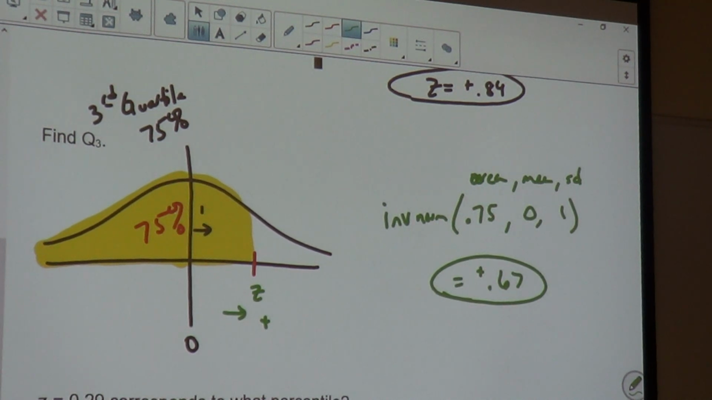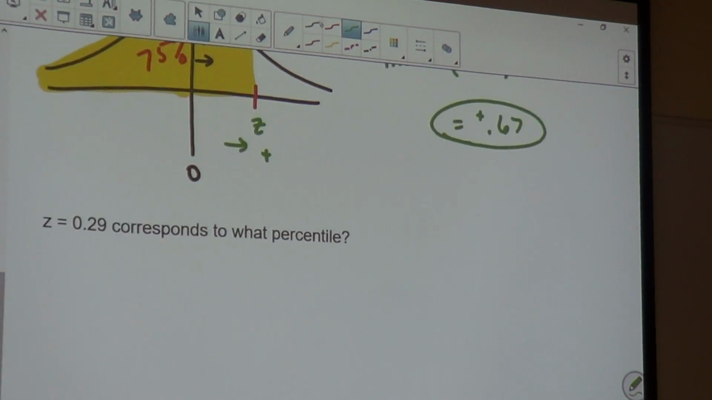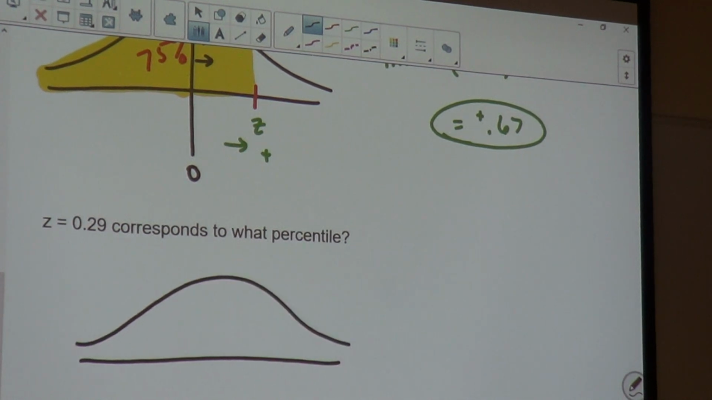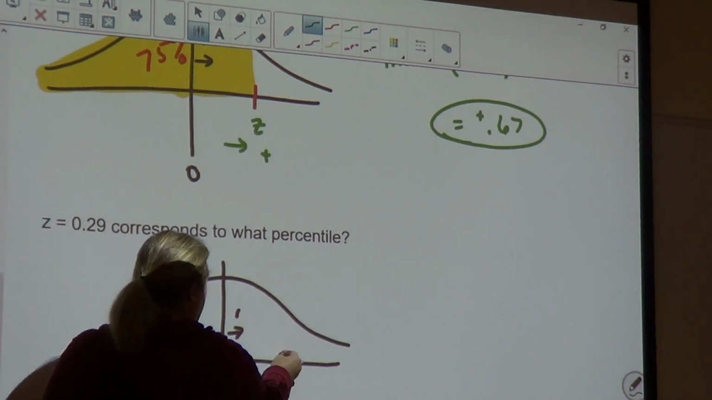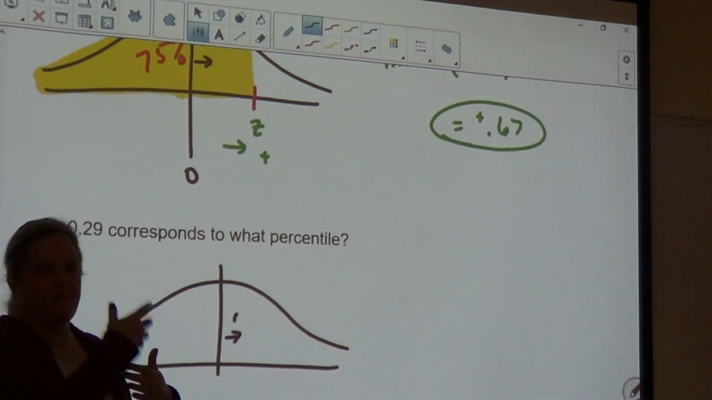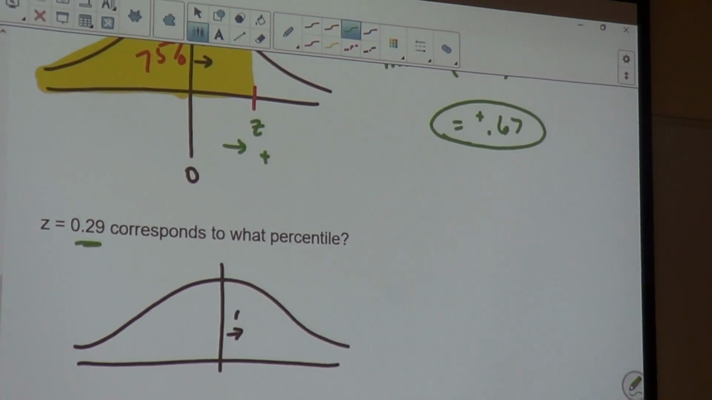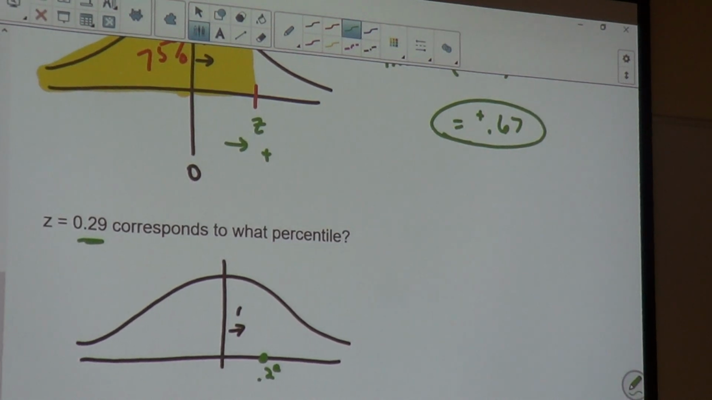Now for this last one. 0.29 corresponds to what percentile? This one would be the normal one, right? So we have this with this and this. Now, a z of 0.29. Would that put my z on the right or the left? Oh, right, because this is positive. My positive z's are on the right. So a z of 0.29 is going to be here.